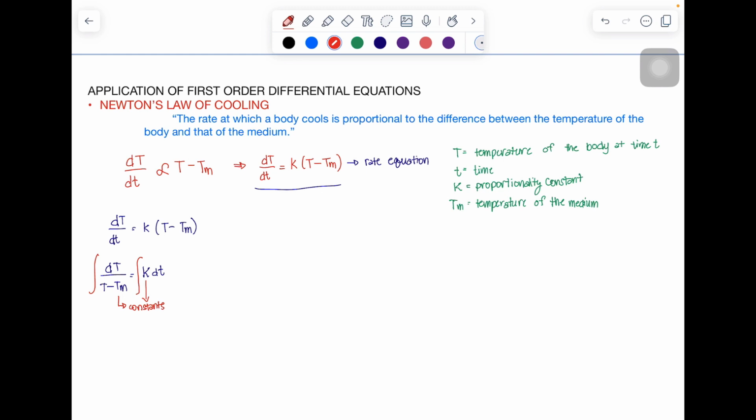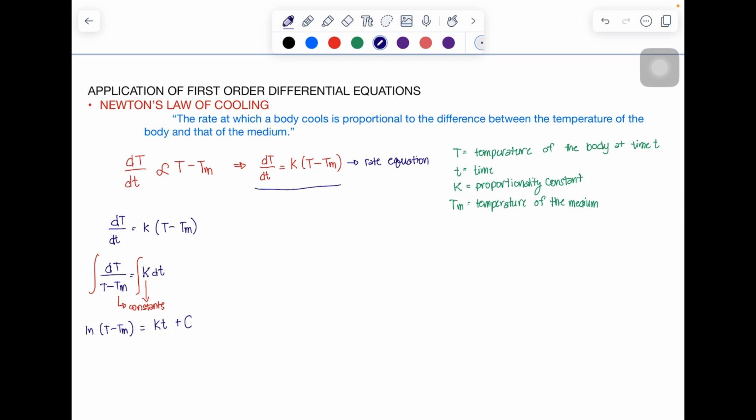That's basically just like x minus 1. Okay, so when we integrate that, it becomes what? ln of T minus Tm is equal to, so the integral of a constant is basically the variable to the first power. So that is kt, and let's not forget the constant.